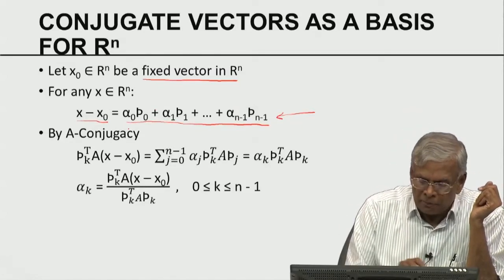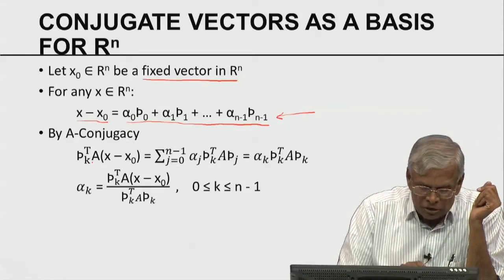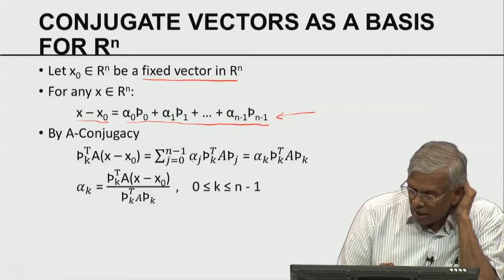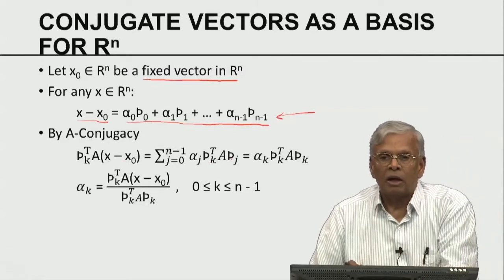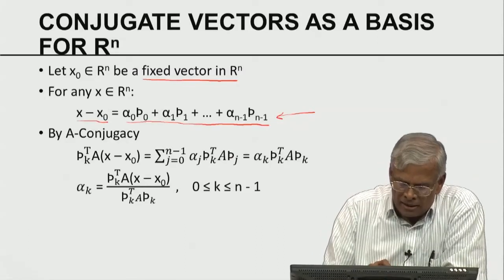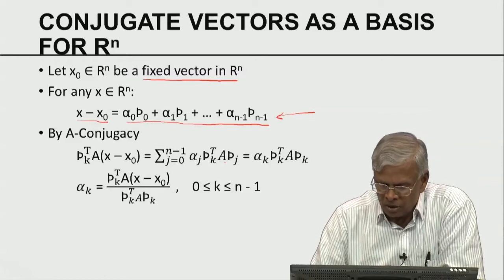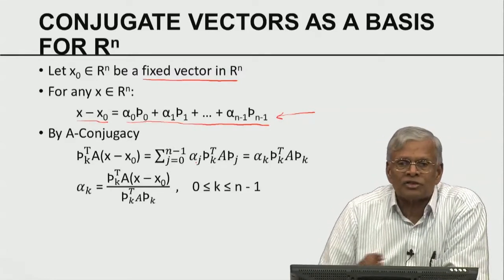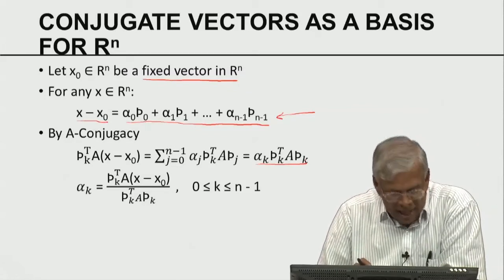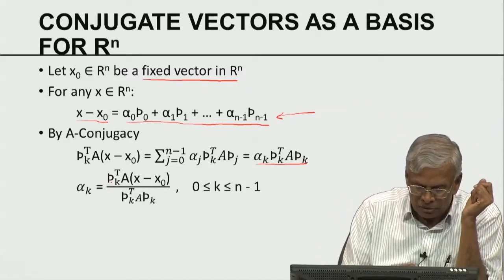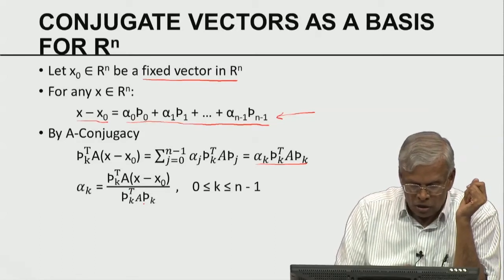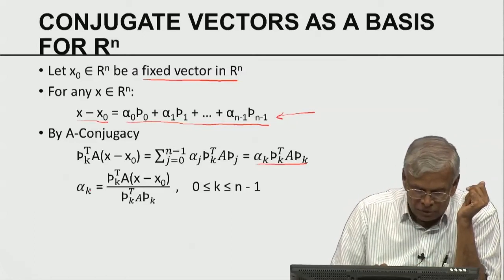By A-conjugacy, I can multiply both sides by A, and then by p_k transpose. So p_k transpose A (x minus x naught) is equal to alpha_j times p_k transpose A p_j. But p_k and p_j are bound by A-conjugacy. Therefore, p_k transpose A p_j is 0 if k is not equal to j. That j is a free variable, k is fixed. Therefore, the left hand side is equal to alpha_k times p_k transpose A p_k. Therefore, alpha_k is equal to p_k transpose A (x minus x naught) divided by p_k transpose A p_k. So this applies for any k, and this gives you the values of alpha_k.